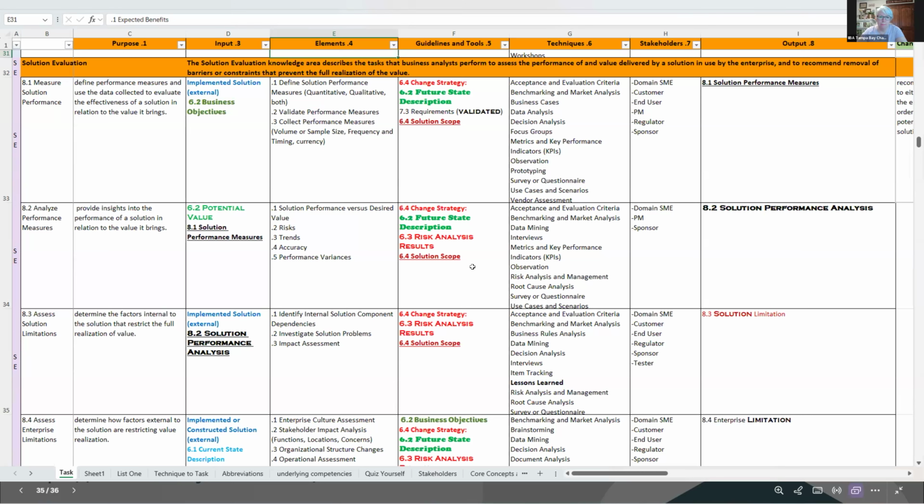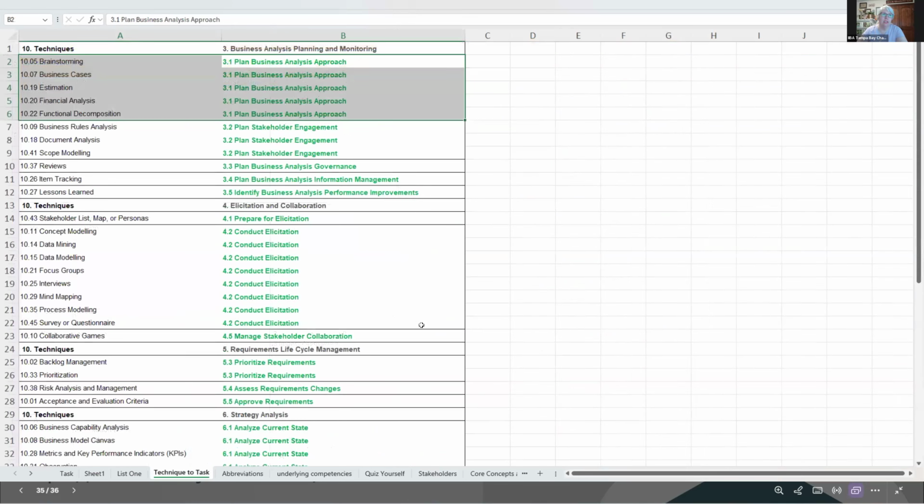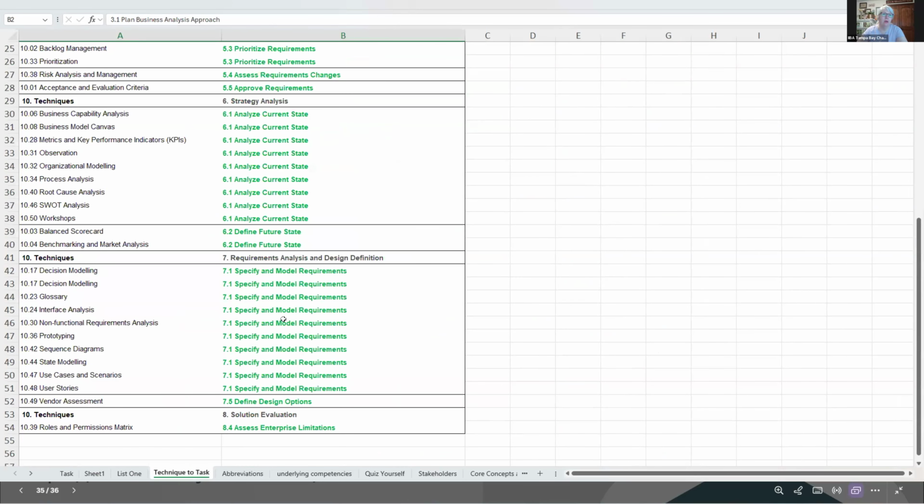Okay. Any questions? I encourage you again, read through the watermark book and then read through the BABOK for each task, one task at a time. I also encourage you to go to your list, techniques to task down here. You have one technique that's left, your roles and permissions matrix.